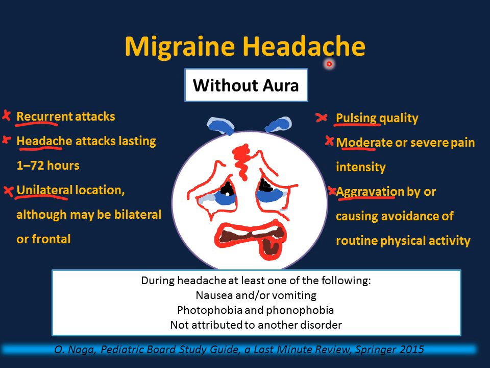We'll start with migraine headache. Migraine headache without aura is the most common in pediatrics. Characteristics of migraine headache: recurrent attacks, at least 5, headache attacks lasting 1 to 72 hours, unilateral location on one side, but can be on both sides or frontal, not exclusively occipital or in the back of the head. If any child has occipital headache only, you have to look for other causes, not migraine.